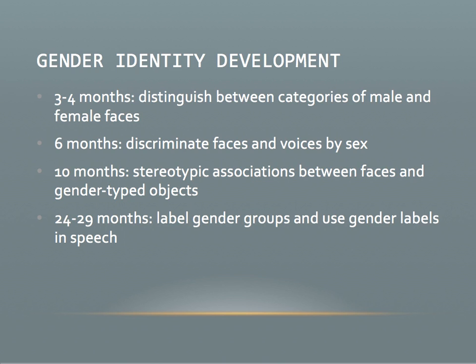So how do people come up with a gender identity, or what's the timeline at least? Well, you can see on the slide, by 3 to 4 months, they can distinguish between male and female faces, and this is based on habituation, which we talked about earlier in the semester, and preferential learning as well. At 6 months, they can discriminate faces and voices by sex. At 10 months, they have these stereotypical associations between males and females and gender-typed objects, which is very interesting.